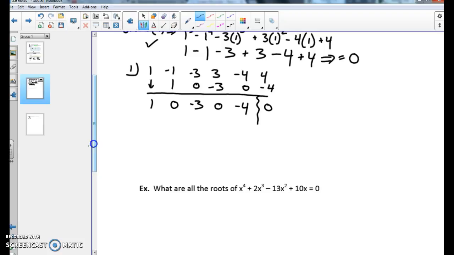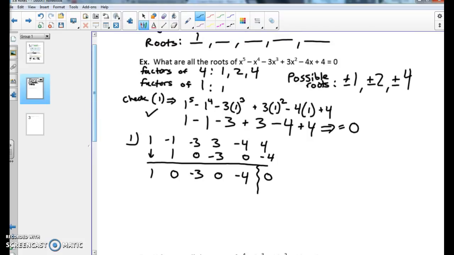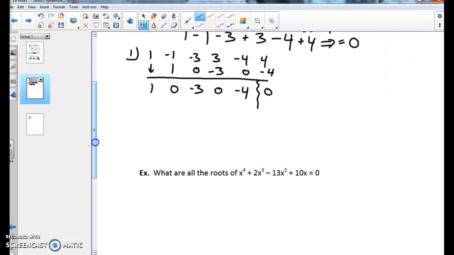Great. We're left with a whole bunch of numbers here, though: 1, 0, negative 3, 0, and negative 4. And remember, these are coefficients of our answer. Now, if we started with degree 5, this one here is going to start with degree 4, and then go down to x to the third, x squared, x, and then our constant term is that negative 4.